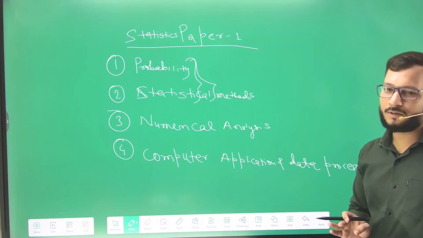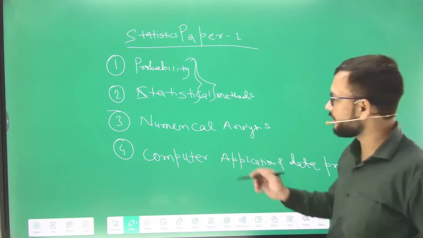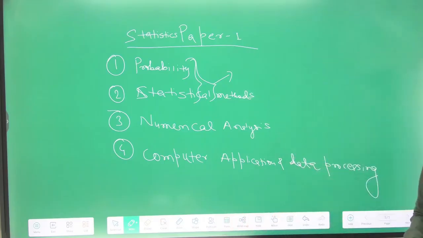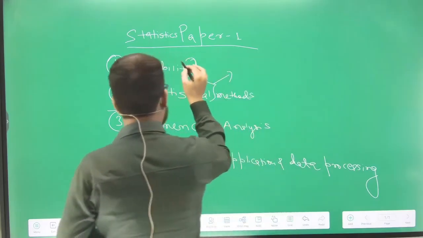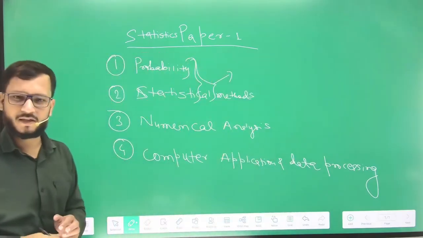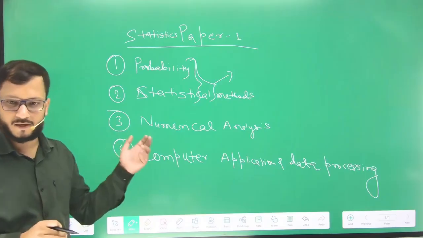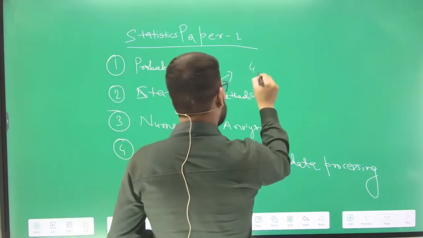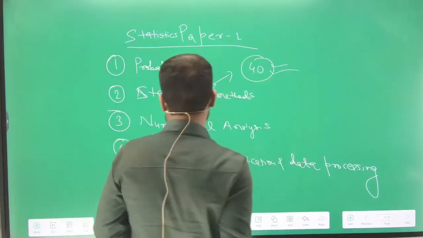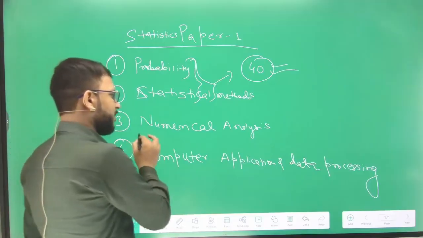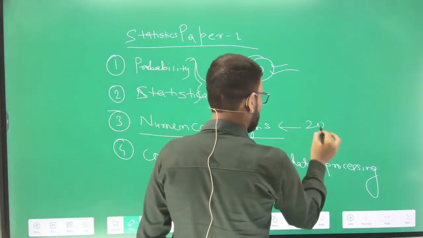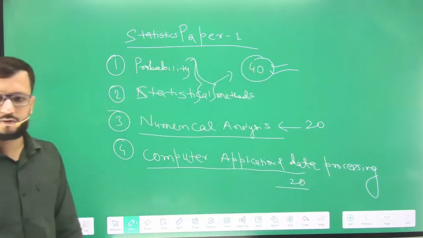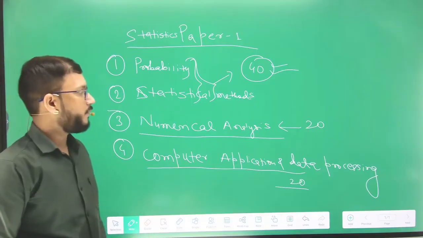There are about 35 to 40 questions that are being asked from these two, as the 80 questions are being asked. So 20, 20, 20, 20 is the ratio, but proportion cannot be divided here, because chi-square can be studied even in probability, can be studied even in statistical methods as well. So there are about 40 questions that are being asked, and about the numerical analysis, 20 questions are generally asked. About the computer, obviously 20 questions. So these will be the 80 questions together in paper 1.